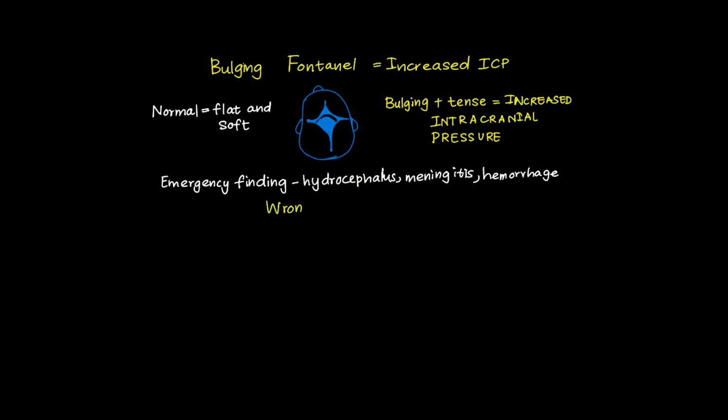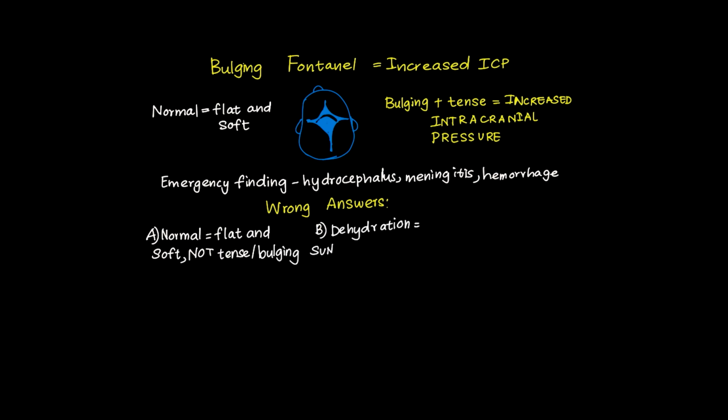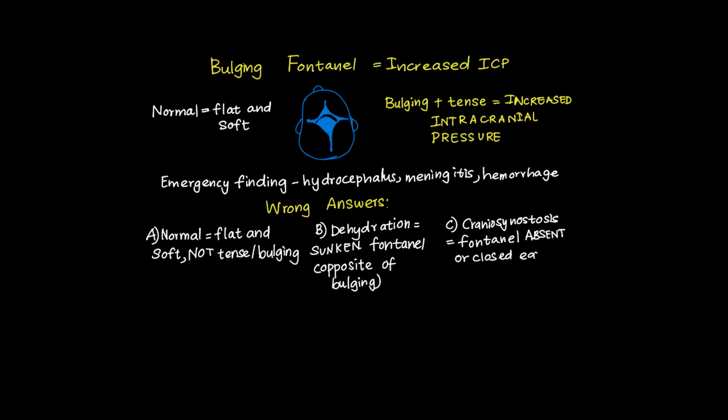The calm and upright part of the description matters because a fontanelle can temporarily bulge during crying or when the infant is lying flat. But if it's tense and bulging while the baby is calm and upright, that eliminates those normal causes. The other options are wrong in opposite ways. A normal fontanelle is flat and soft, not tense and bulging. Dehydration causes a sunken fontanelle, the opposite of bulging. Premature closure, called craniosynostosis, means the fontanelle would be absent or too small to palpate, not bulging.